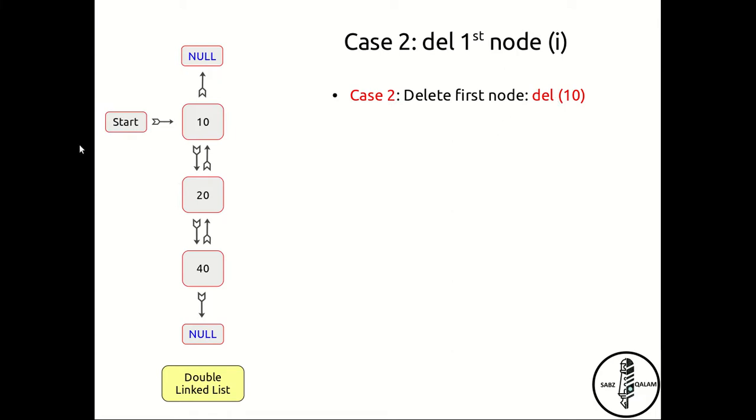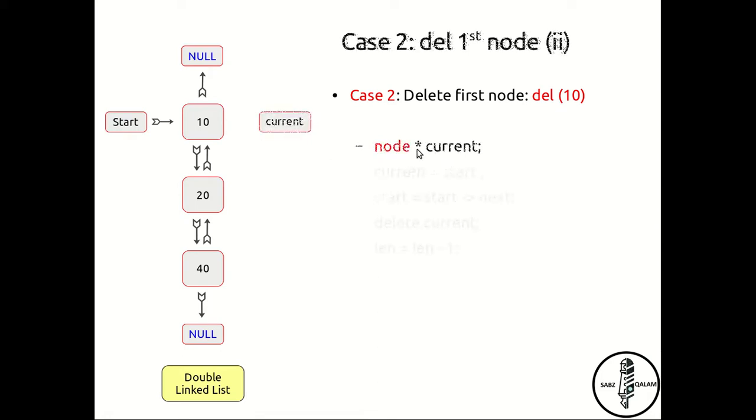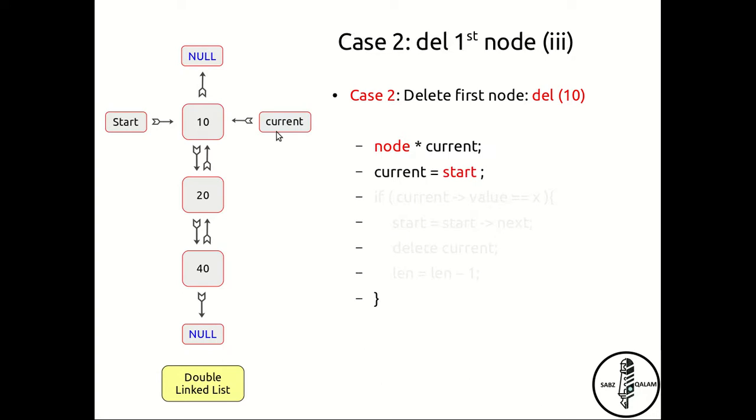So if you want to delete 10, the first thing you need is a pointer, let's say by the name of current. So node pointer current. Because you're beginning from the start, you're going to make current point to the start. Okay. So current has been assigned start.